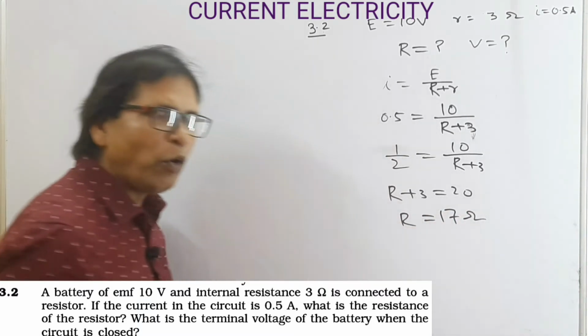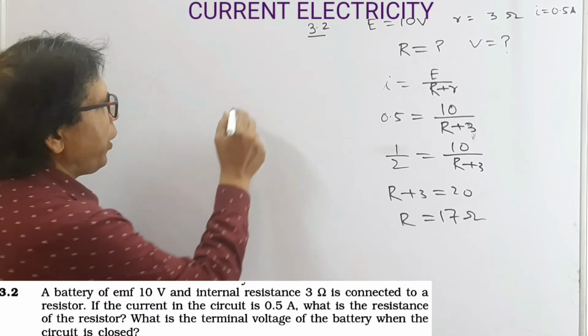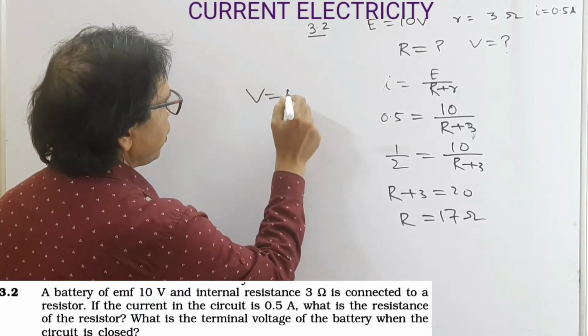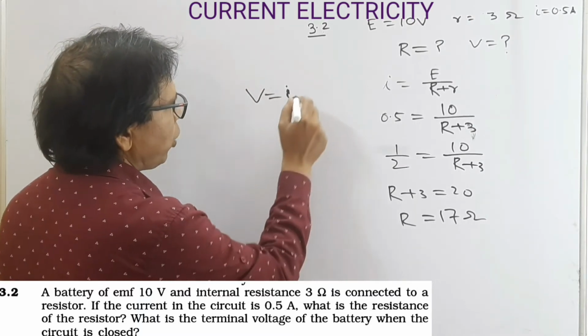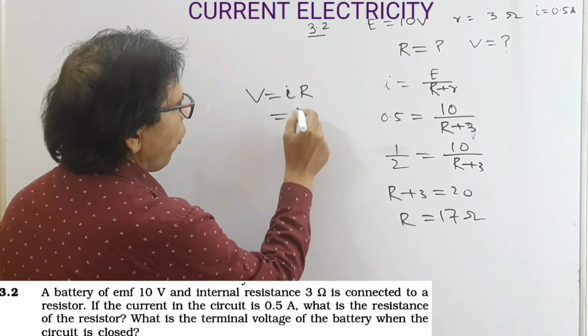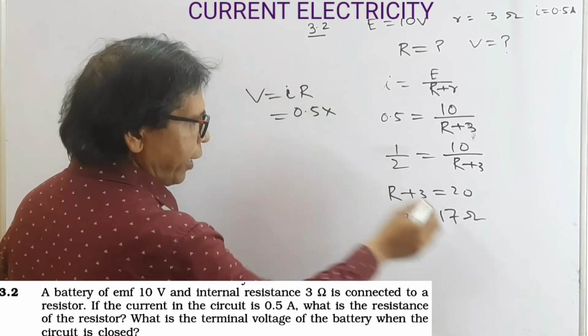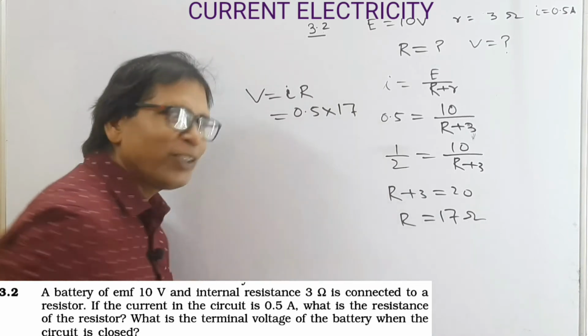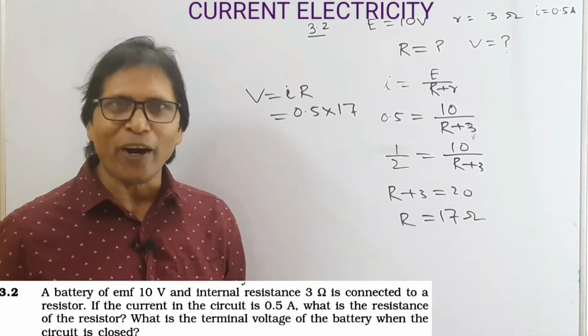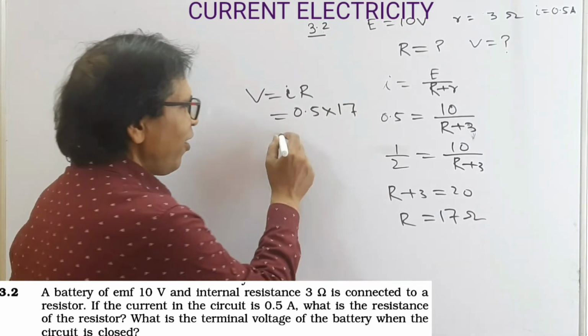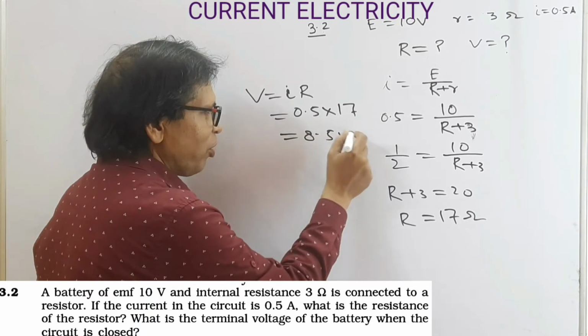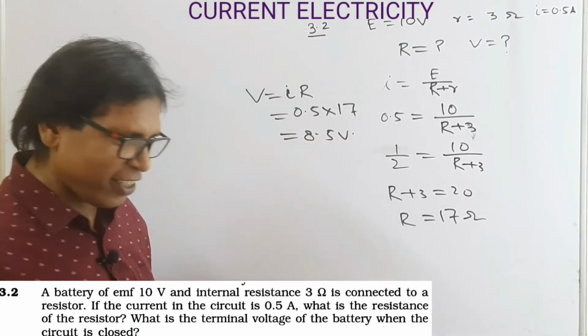Okay. Now what is the terminal potential difference? Terminal potential difference V equals I into R. Now I equals 0.5, R equals 17. So this is 8.5 volt. Okay, 8.5 volt. Understood?